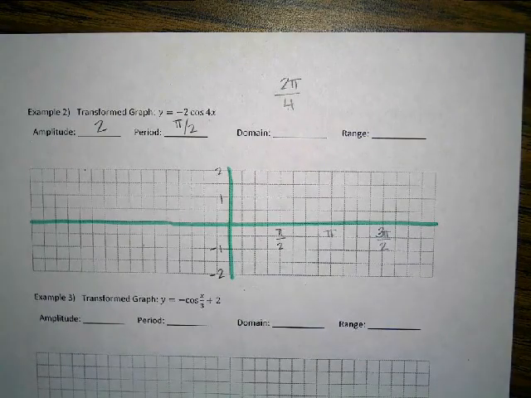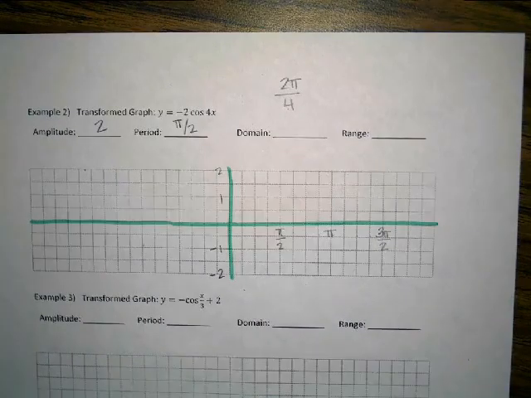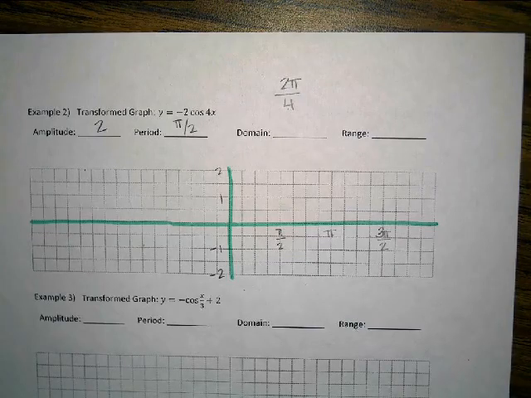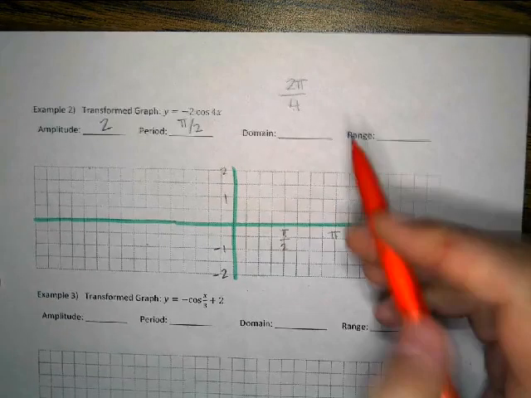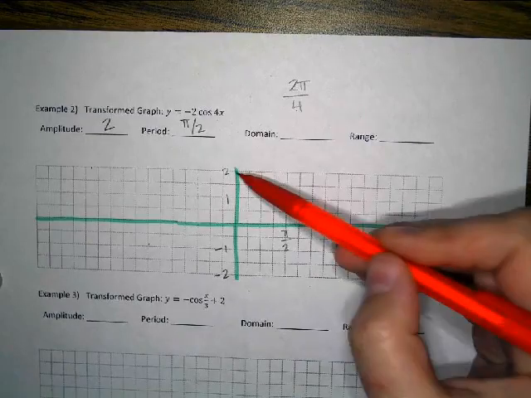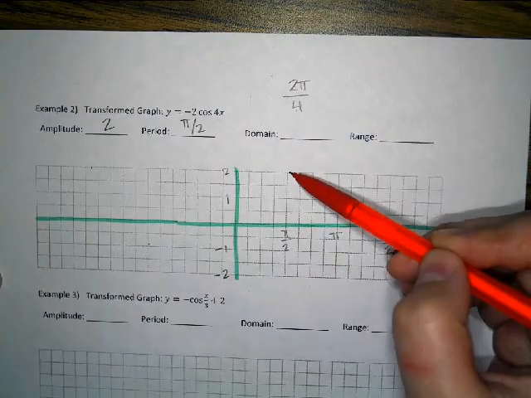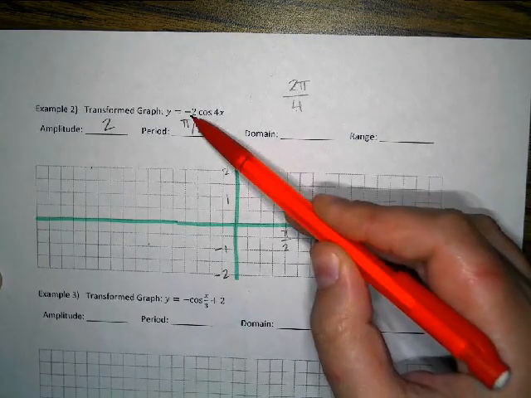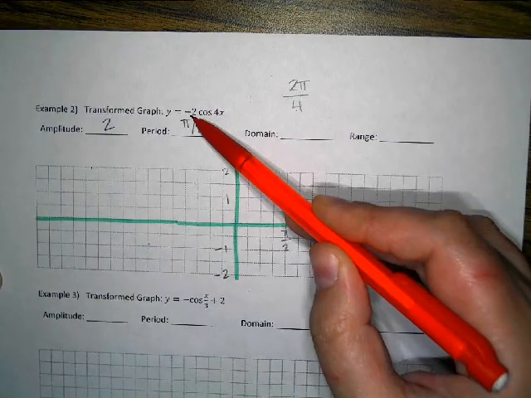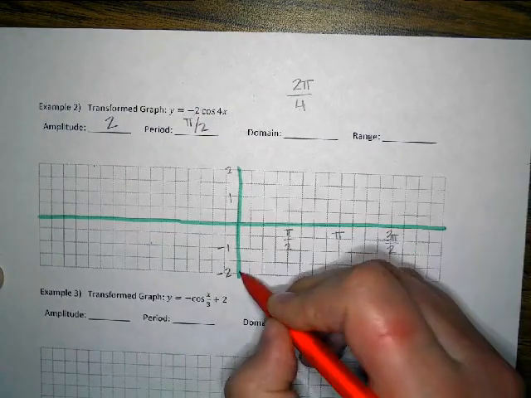All right, so since we're doing a cos graph, are we going to start at 2, end at 2, or start at 0, end at 0? Start at 2, end at 2. Now, a normal cos graph would start at 2, end at 2, but this is a negative cos graph. So what are we going to do? Start at negative 2, end at negative 2.